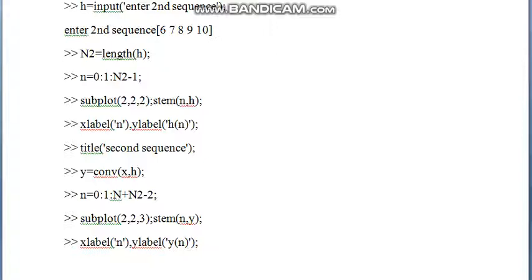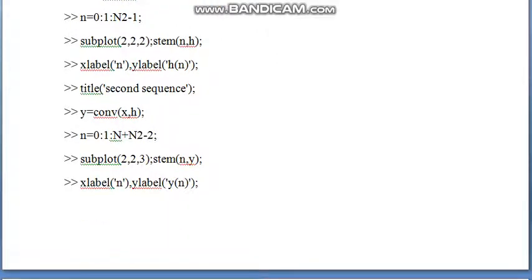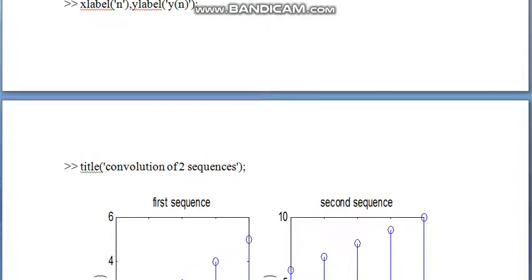If I want to plot it, I will define the time parameter n, which will start from 0 and end at N plus N2 minus 2. So the total number of samples will be N plus N2 minus 1. So n will go from 0 to N plus N2 minus 2 with an interval of 1. Now I will draw this graph in the third position. So the command used will be subplot(2,2,3), stem(n,y). For labeling, xlabel 'n' and ylabel 'y[n]'. Now I'll give the title: 'convolution of two sequences'.